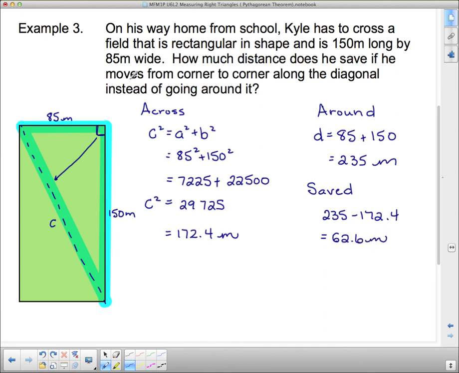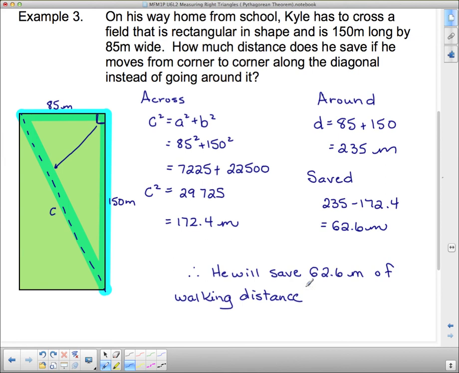So it saves him a bit of distance, and since this is a word problem, we should end it with a statement. He will save 62.6 meters of walking distance. And that concludes this video on the Pythagorean theorem.